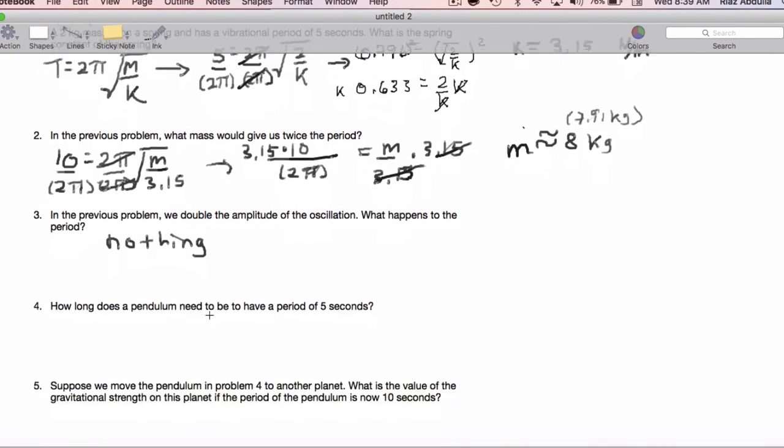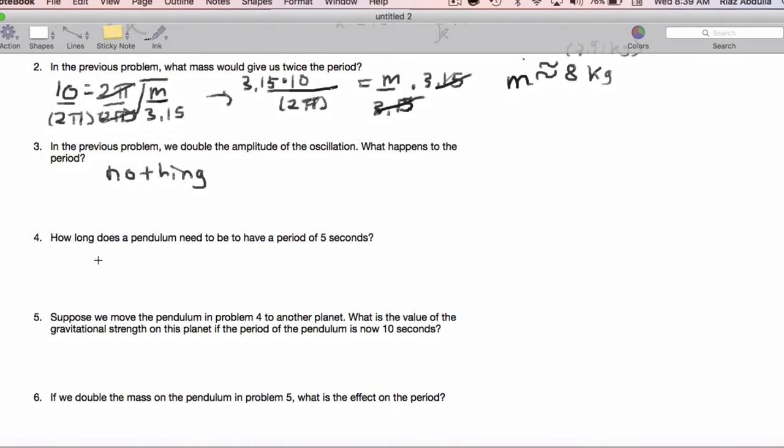All right, now for number 4, we want to know how long does a pendulum need to be to have a period of 5 seconds? So now we moved on to pendulum problems. The period of a pendulum is given by the following formula: T equals 2 pi square root of L divided by g. Let's plug in some numbers. We want a 5-second period, so 5 equals 2 pi square root of the unknown L divided by 10.